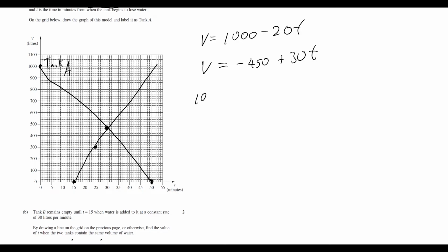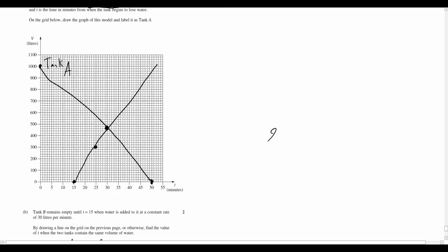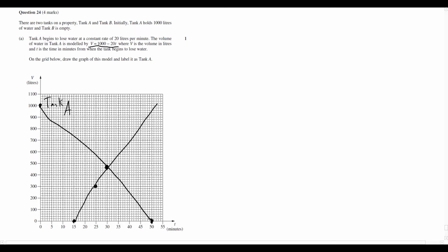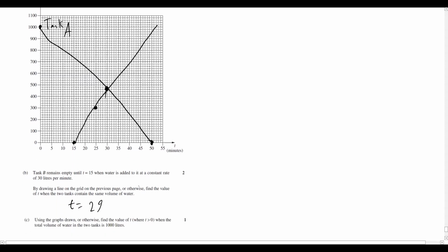So you could set the right-hand side of equation 1 equal to the right-hand side of equation 2. So we get 1000 minus 20t equals minus 450 plus 30t. So we would add the 450 to both sides and add 20t to both sides, and then we get 1450 equals 50t, and divide both sides by 50, and we can see t equals 29. So we find that t equals 29 is pretty much where we had highlighted that mark there.